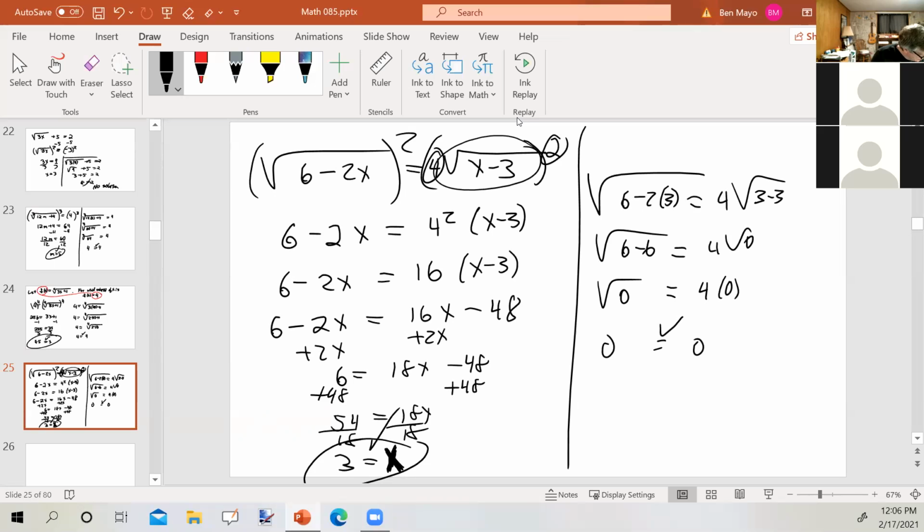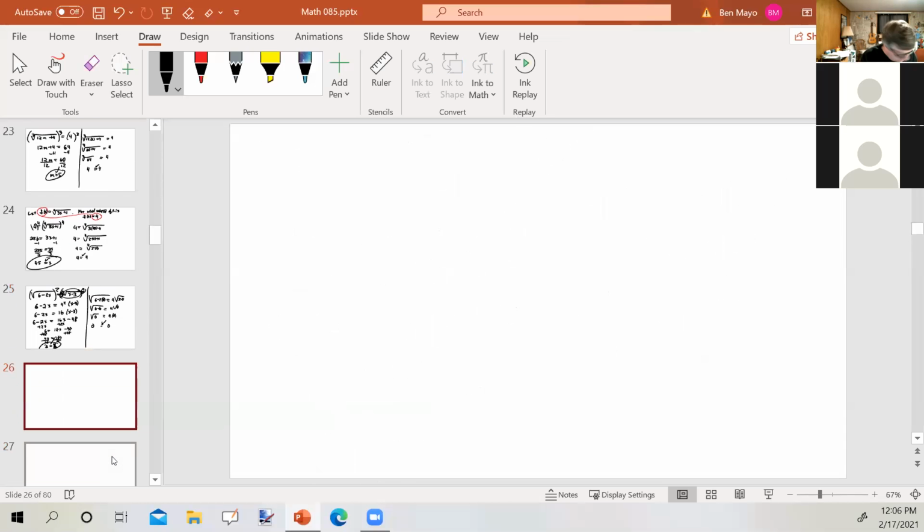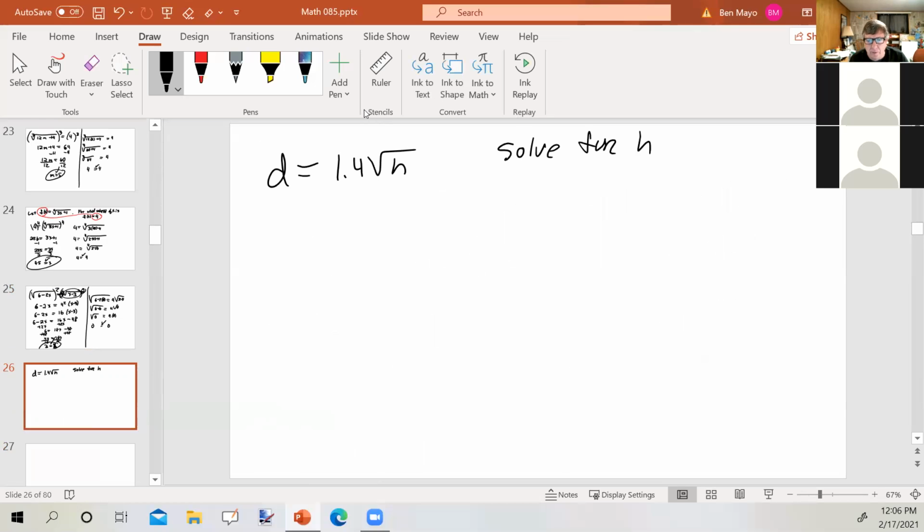Let's look at some formulas. We have this formula, d equals 1.4 times the square root of h. And we want to solve this for h. Now, I have one radical term, and it's isolated, because the 1.4 is just like the coefficient of that. It's still part of that term. I need to isolate h. I could square both sides and then get rid of the 1.4 squared by dividing both sides by it. Or I could divide both sides by 1.4 first and then square both sides.